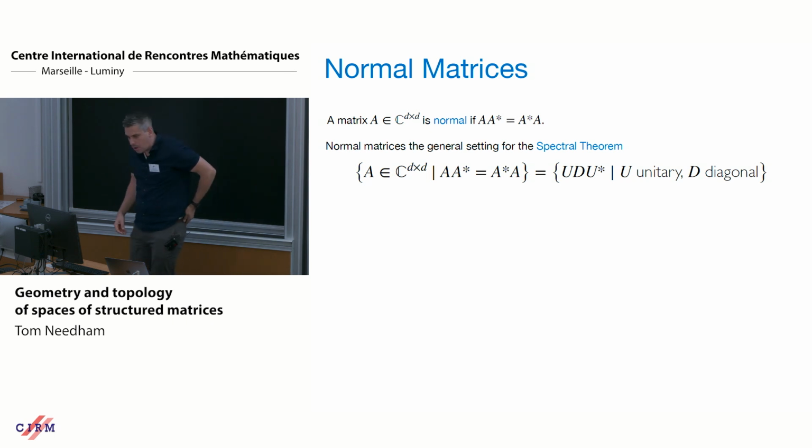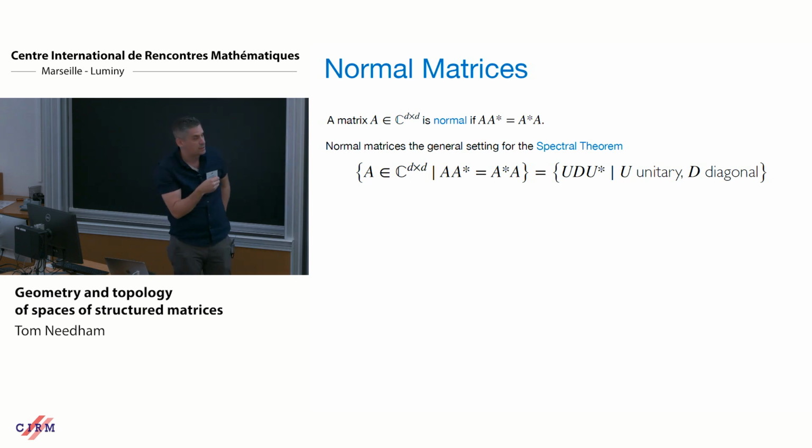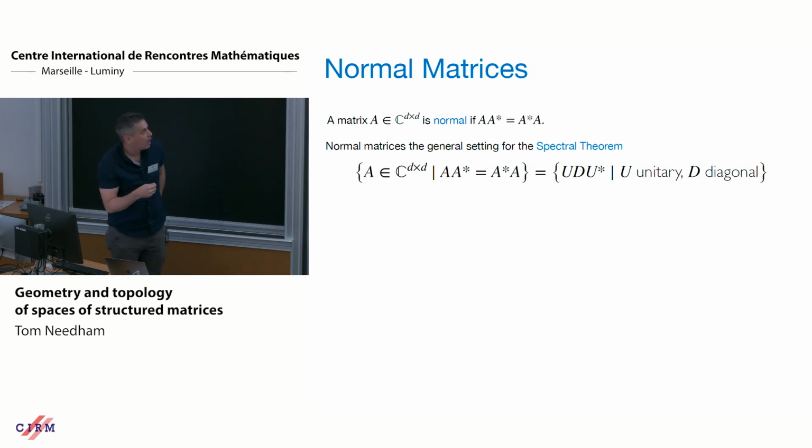So I mentioned normal matrices. This is another area where these ideas apply. A matrix is normal if it commutes with its conjugate transpose. From a math perspective, these are interesting because this is where the spectral theorem works, basically. These are exactly the unitarily diagonalizable matrices.